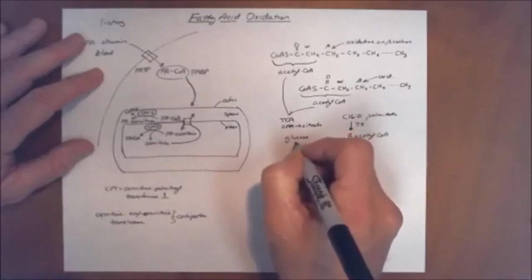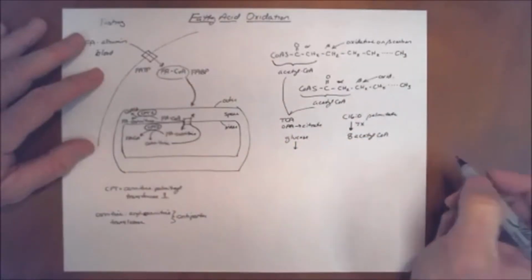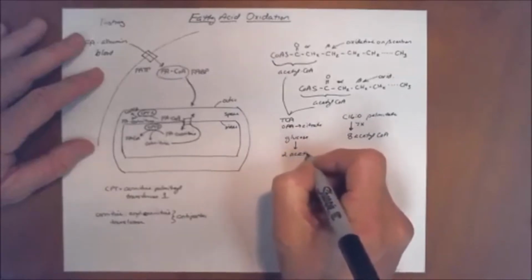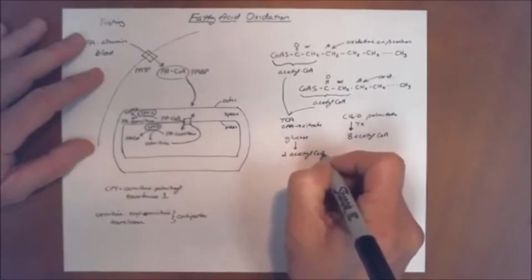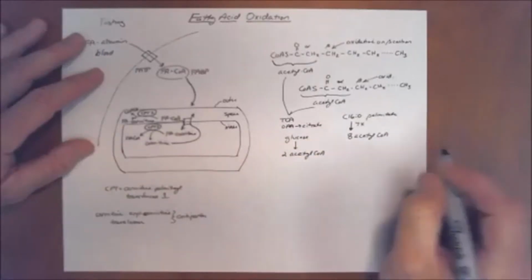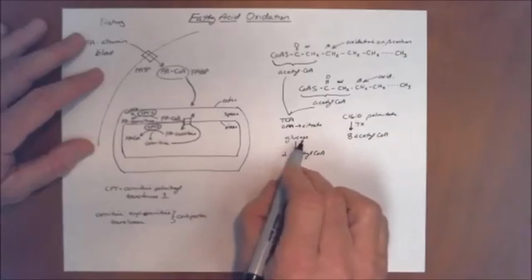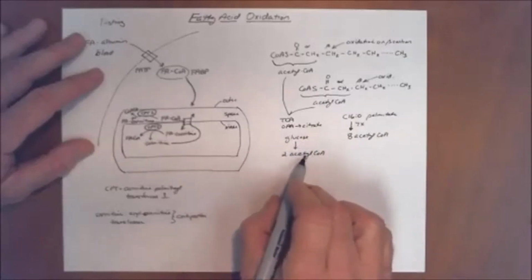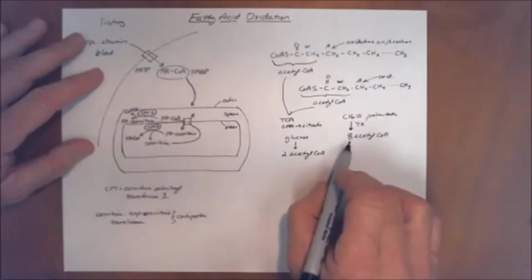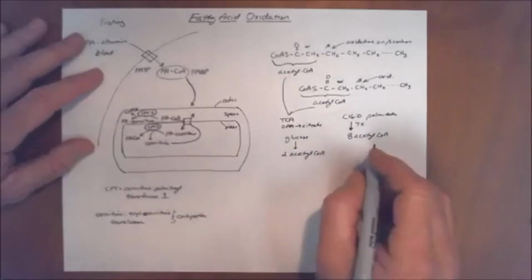Now let's take a look at the density of energy. The most common fatty acid that we have is a C16 palmitate. This molecule will go through 7 rounds of the 4 reactions necessary to release acetyl-CoA and will generate 8 acetyl-CoA molecules.